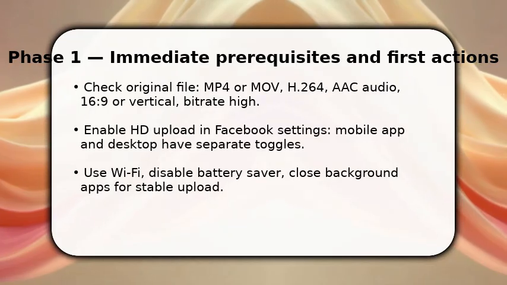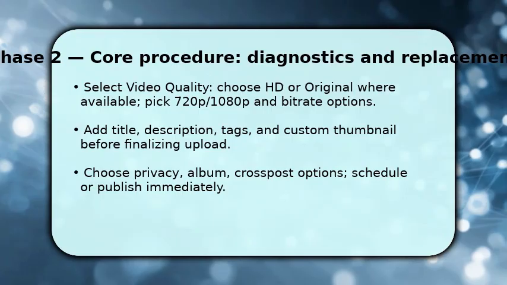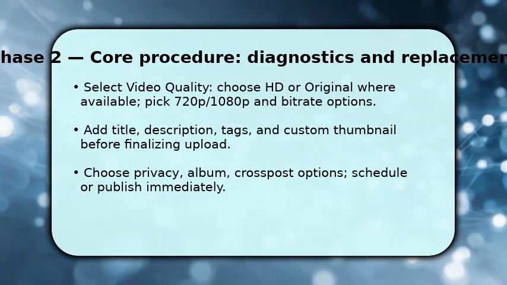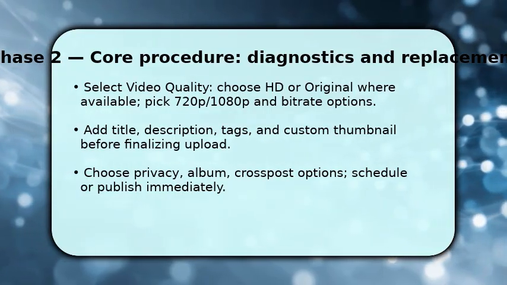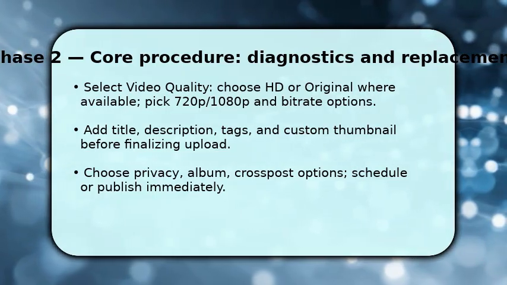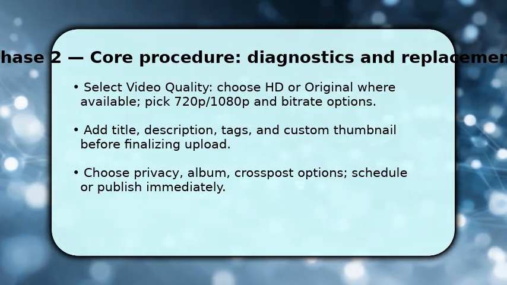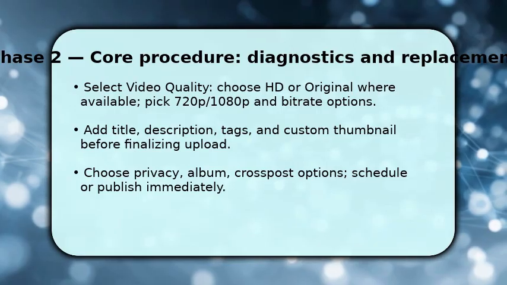Next, you refine settings that control final playback. Choose HD or original quality if Facebook shows both, and pick 720p or 1080p for desired resolution. Then add a clear title, description, tags, and upload a custom thumbnail to preserve visual branding. These fields influence distribution and playback.